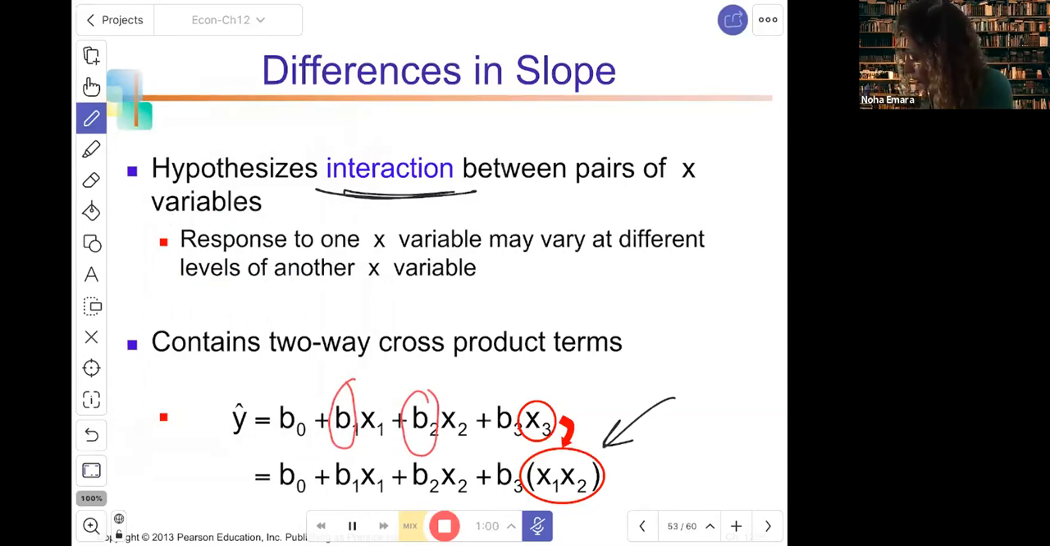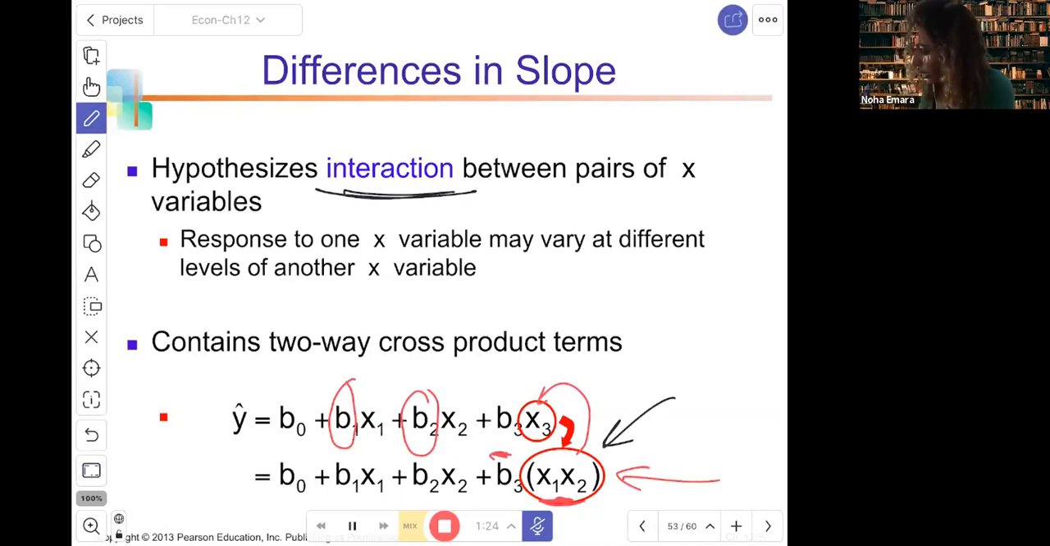I will need to multiply them together. So what if I multiply them together? Let's call them X3, okay? You can just multiply. You don't have to call them X3. If you're confused, just focus on number two here. So beta 3 would be measuring the simultaneous effect of X1 and X2 on Y.